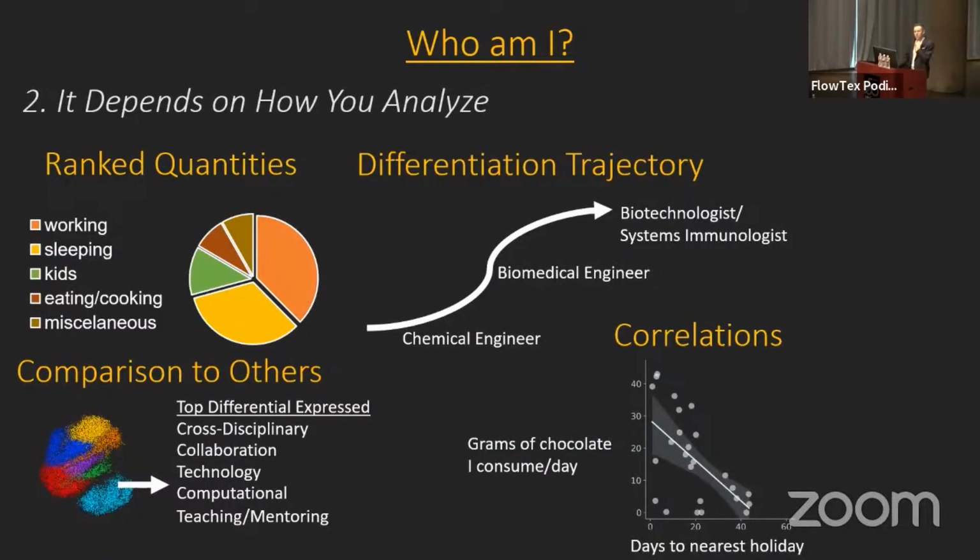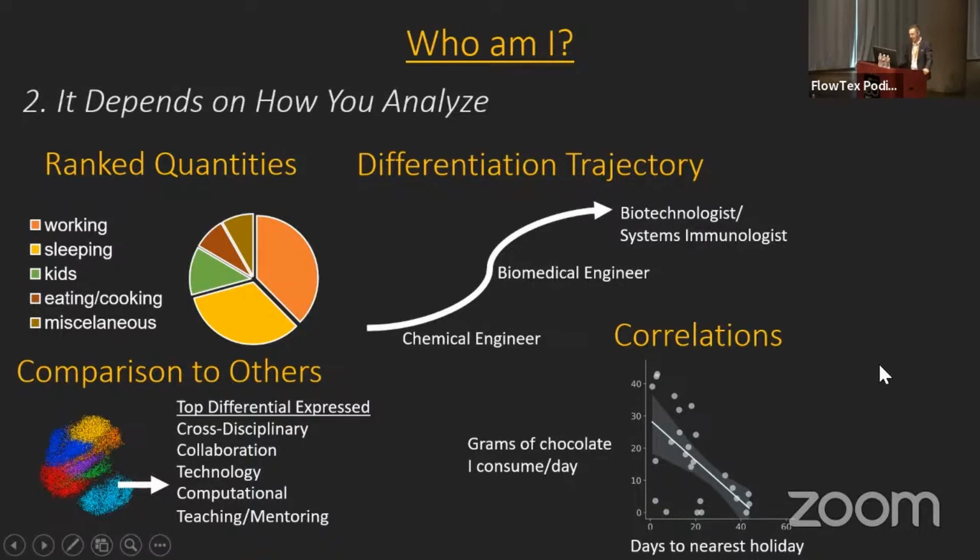But I think it also matters how you analyze that data as well. If you looked at the time that I spend doing different activities, you might say, well, he's a sleeper. If you look at my differentiation trajectory, you might say, well, he was a chemical engineer, now he's a biomedical engineer, he's trending to be more a technologist or immunologist. Or if you lump all the characteristics about me into a low dimensional space and look at the top differentially expressed ones, you can say maybe he's cross-disciplinary, he likes to collaborate, he likes computational techniques, or you might just find out that I like chocolate.